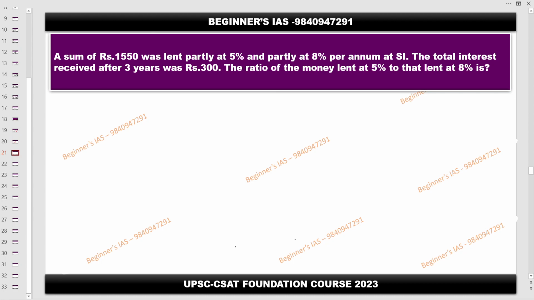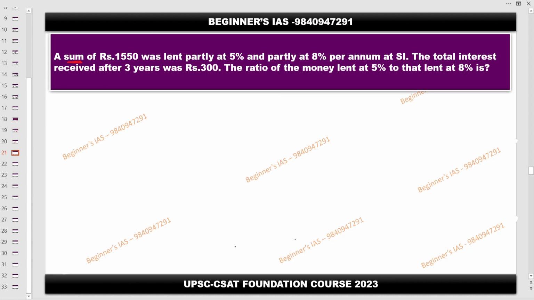Listen carefully. A sum of rupees 1550 was lent partly at 5% and partly at 8%. So let us take that first part. The sum means the principal. This is nothing but the principal. Rupees 1550 was lent partly at 5% and partly at 8% per annum at simple interest.